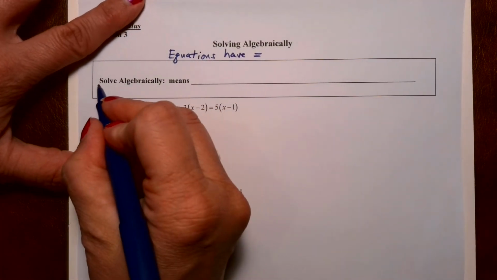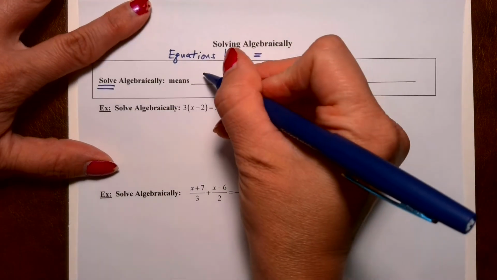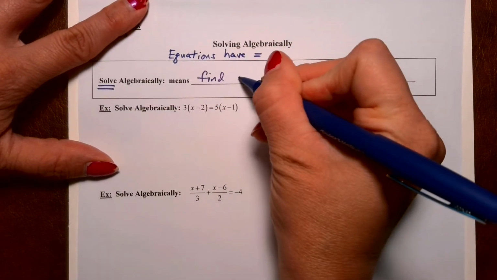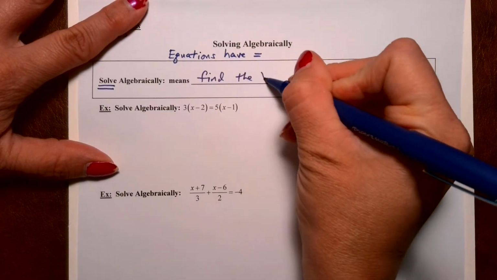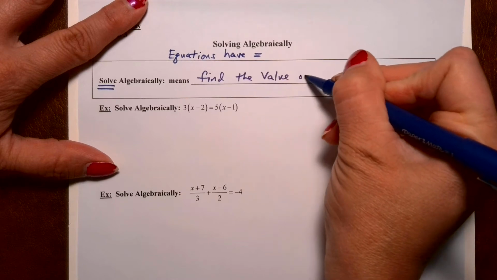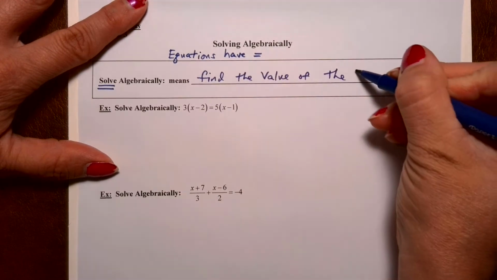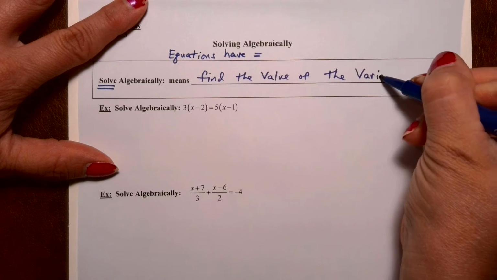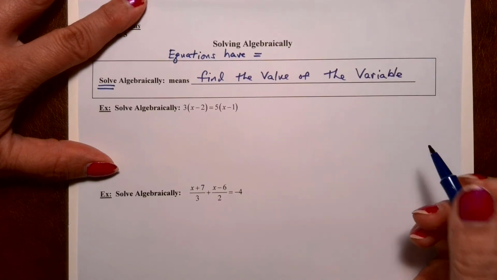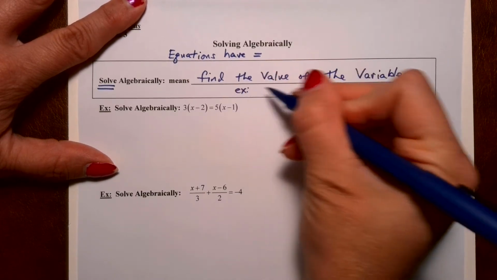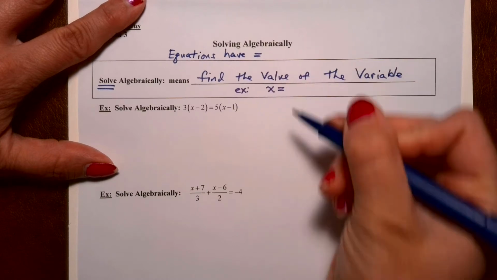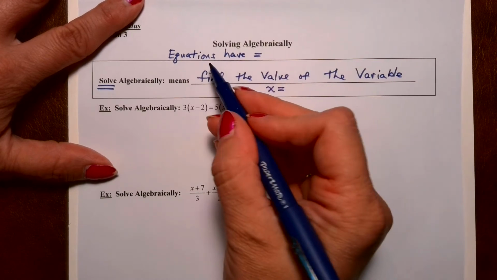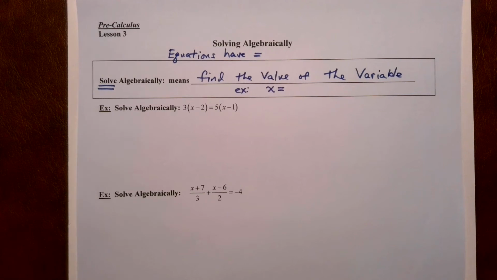Okay, and to solve means that you're going to find the value of the variable. What does the variable equal? Okay, so for example, a lot of times it's going to be x equals. All right, you have to have an equation in order to solve. All right, this first one right here says solve.